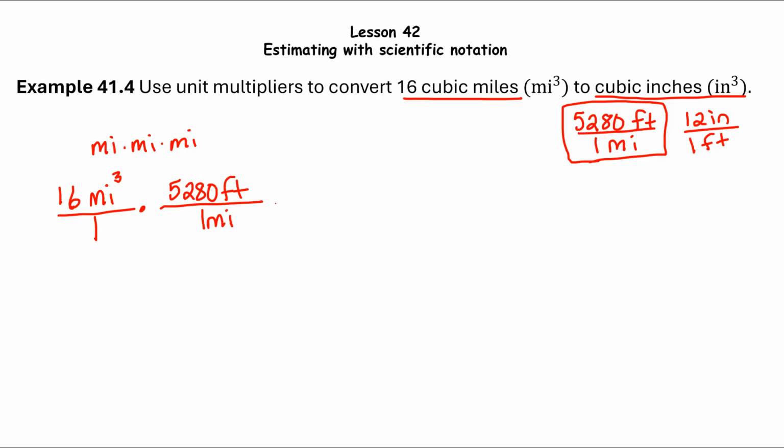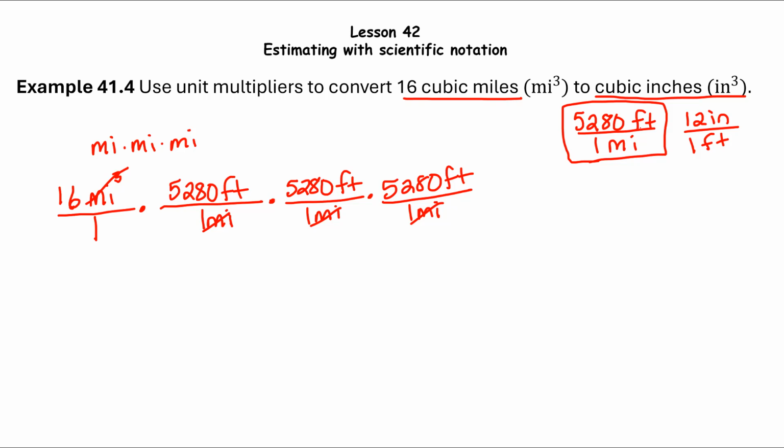This is not going to cancel the cubic miles because the cubic miles, remember, is miles, miles, miles. This is just miles. I need miles, miles, miles. So I have to do this 3 times. Now the 3 miles will cancel. Miles, miles, miles on the top and the bottom.